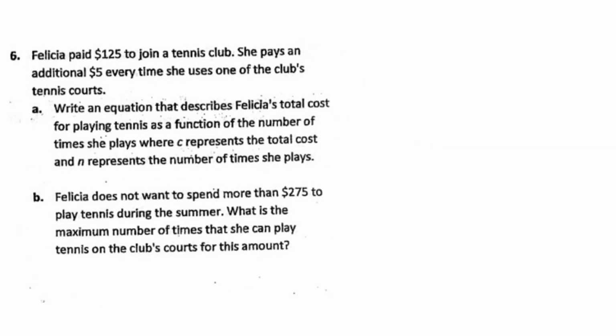Number 6, Felicia paid $125 to join a tennis club. She pays an additional $5 every time she uses one of the club's tennis courts. So for this problem, it says that we have to spend $5 every time. That's our key word for our rate of change. Y equals 5x. Our initial value is the $125 that she has to pay first. She joins the club for $125 first, then she pays $5 each time that she goes. So that's our equation.